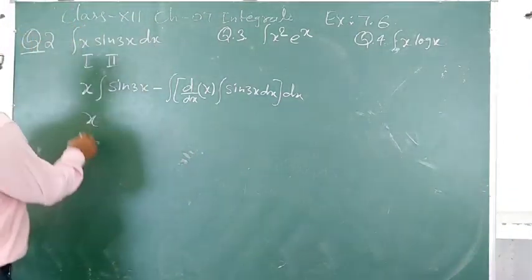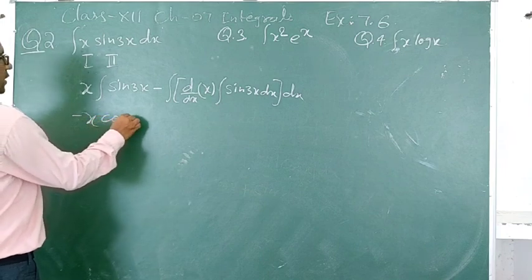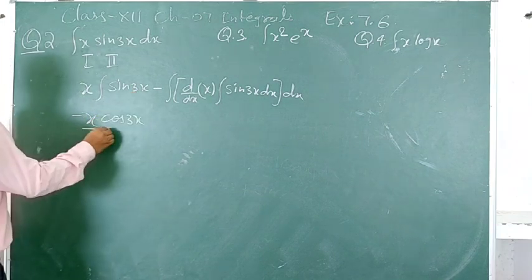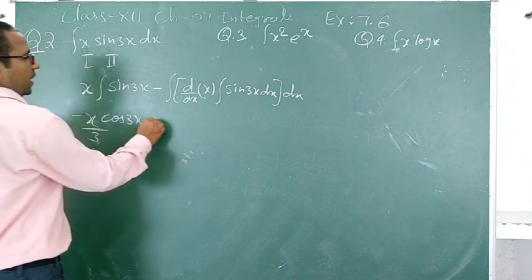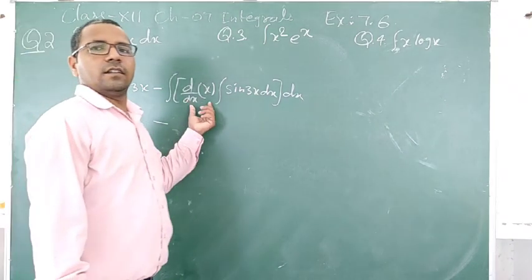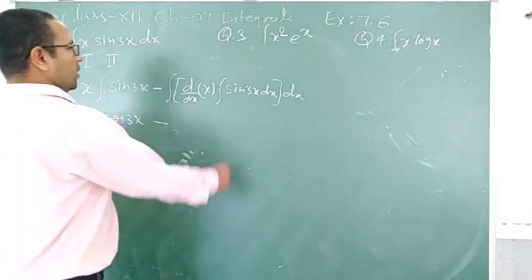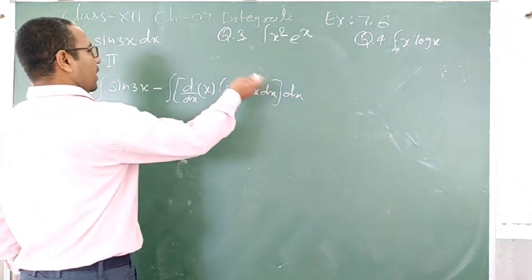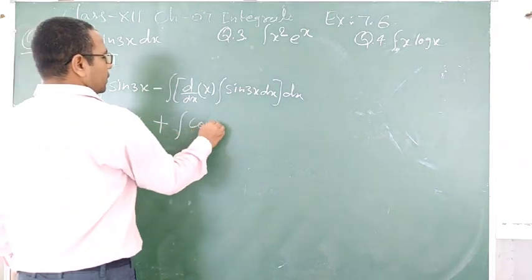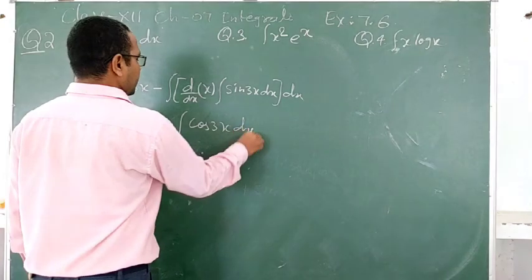So you will get here minus cos 3x. What is the coefficient of x? The coefficient of x is 3, that will go in the division, and minus this one will become 1. dx by dx will give you 1. So the integral of sin 3x will give you minus cos 3x. So it will become plus the integral of cos 3x dx.